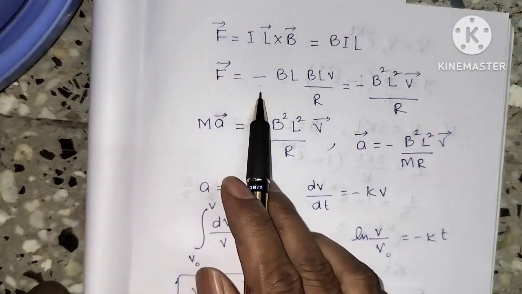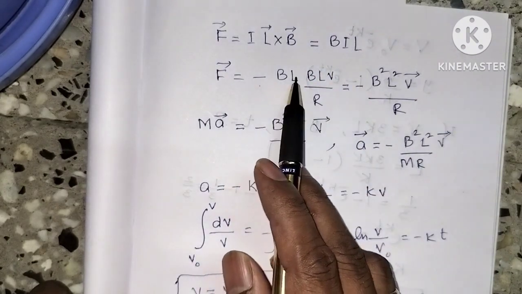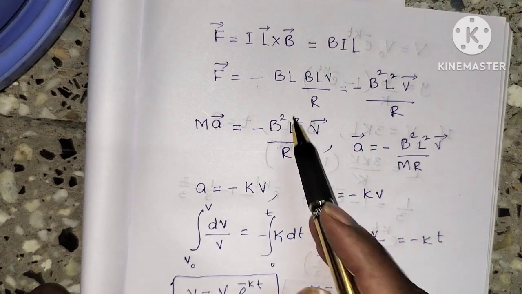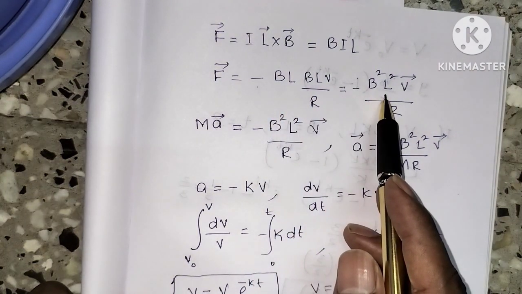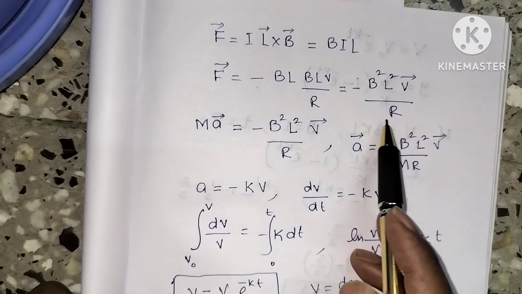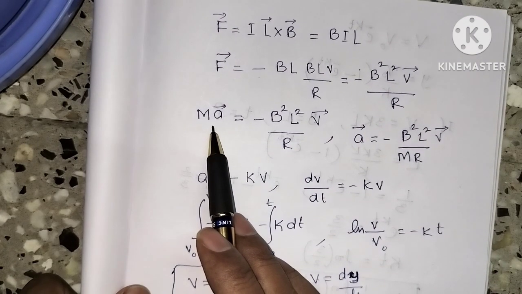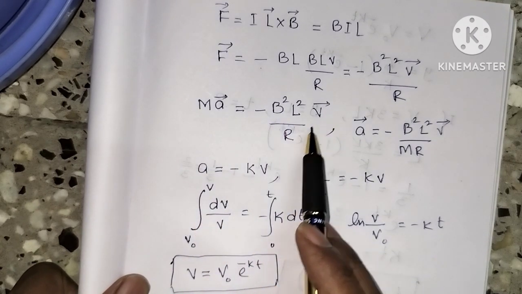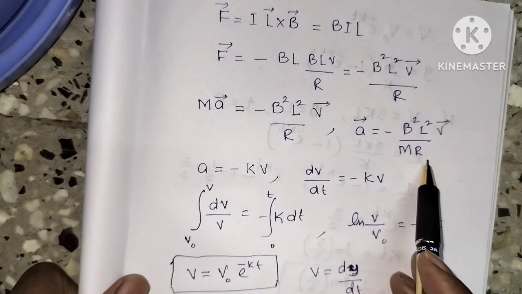Here F is equal to minus BIL. BI is equal to what you have derived just before, that is BLV by R. So you will get minus B square L square V by R. From Newton's second law, force is equal to M into A, that you know. That is equal to minus B square L square V by R. Then A is equal to minus B square L square divided by MR into V.